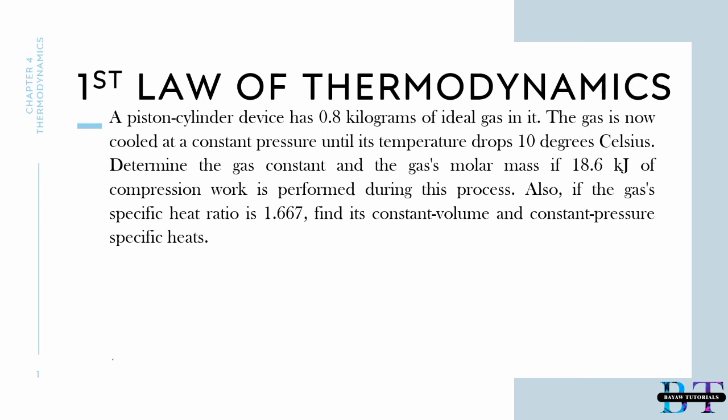The gas is now cooled at a constant pressure until its temperature drops 10 degrees Celsius. Determine the gas constant and the gas's molar mass if 18.6 kilojoules of compression work is performed during this process. Also, if the gas's specific heat ratio is 1.667, find its constant volume and constant pressure specific heats.